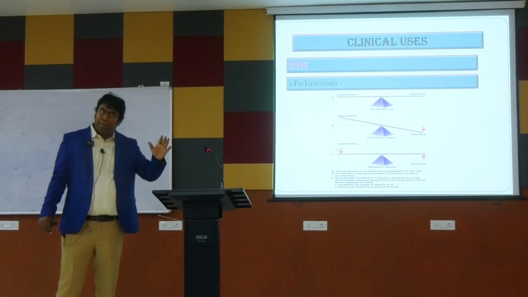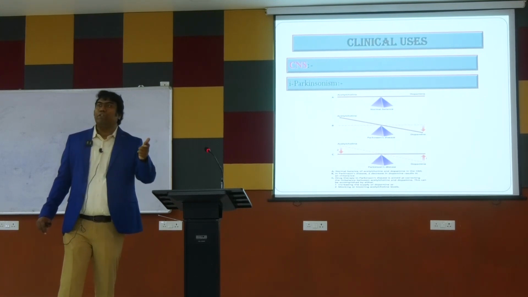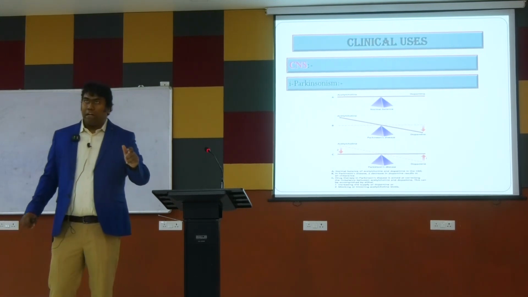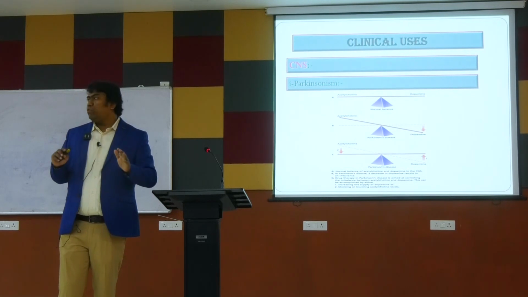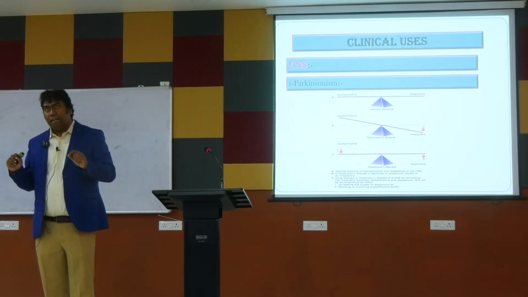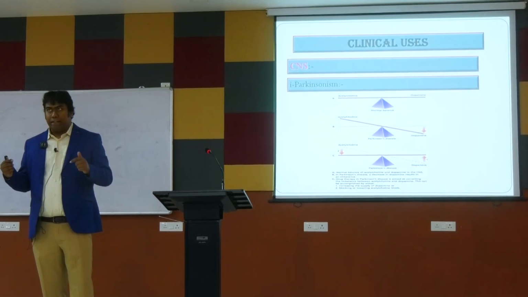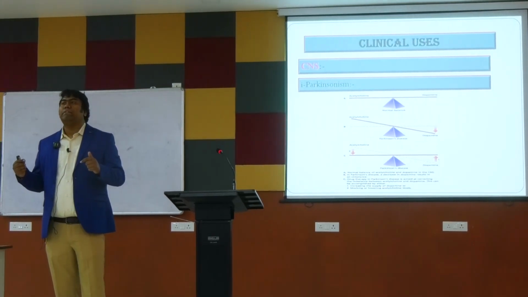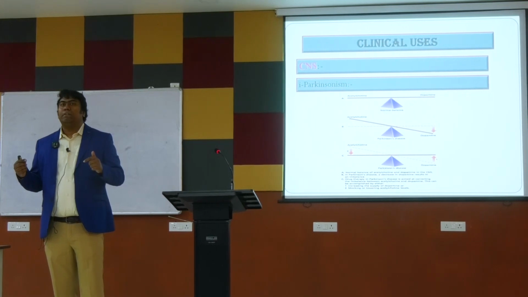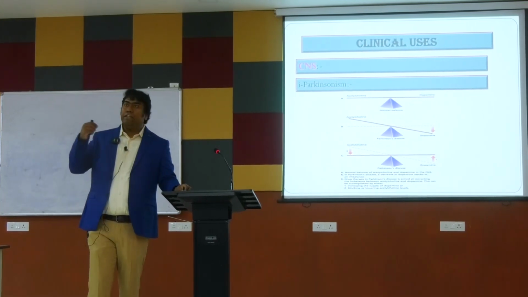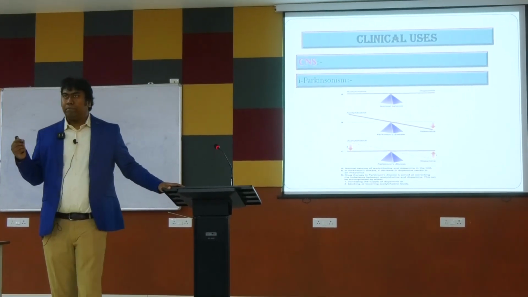Levodopa crosses the blood brain barrier and is then converted into dopamine. Now in some situations there are some drugs which can produce a Parkinson-like state, for example drug induced Parkinsonism.